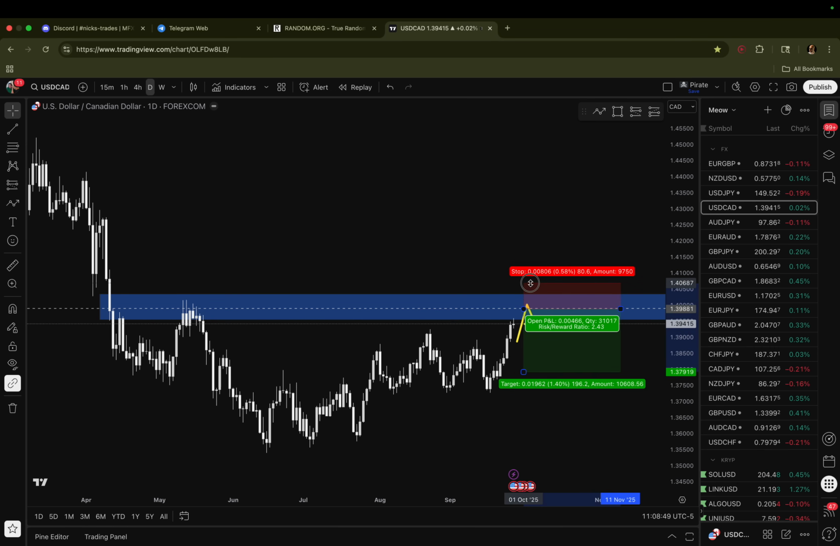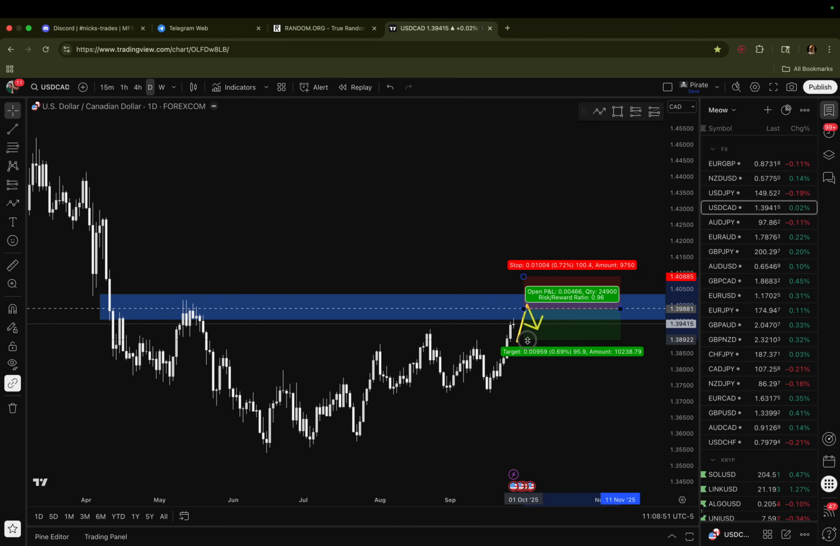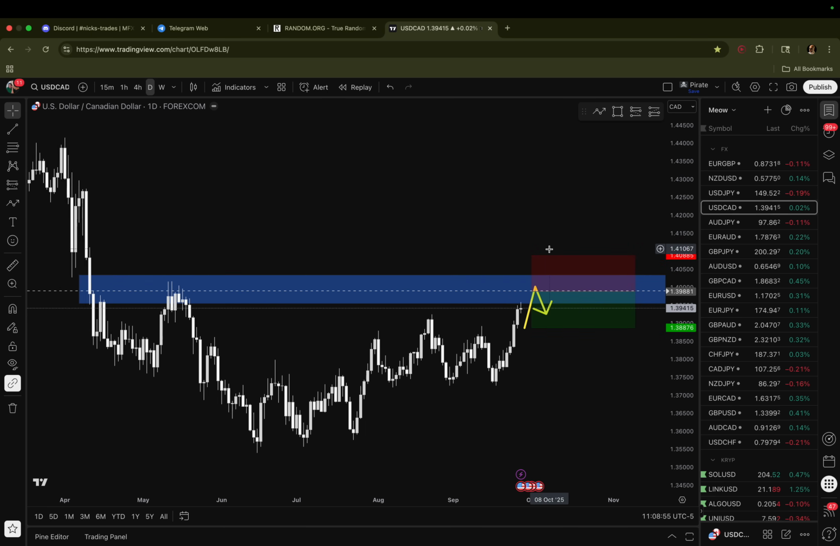I'm going to sell. I'm going to put a stop above the zone. I'm going to put a target at a 1-to-1 risk-reward ratio. And then boom, it's either going to break, and if it breaks, I'll either lose the trade, or maybe I'll close a little bit before the trade loses and take a small loss, or it'll just bounce right there, and then I'll make a profit.